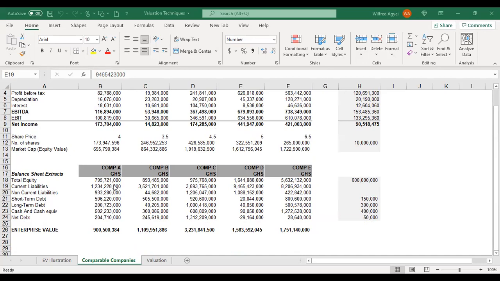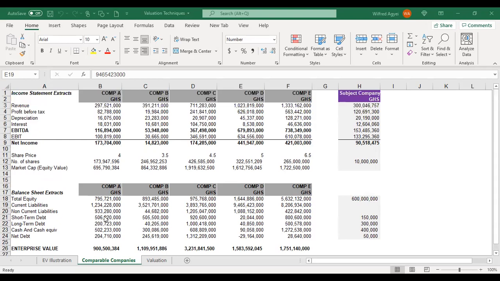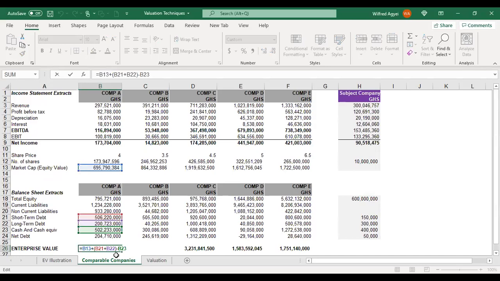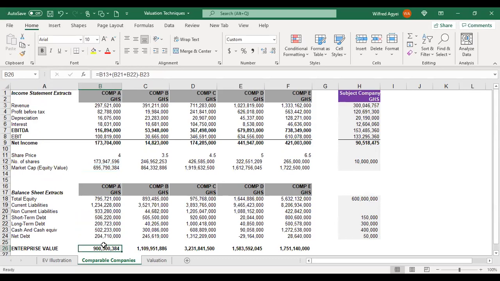Cash must be indicated, total equity, liabilities, short-term debt, long-term debt, cash and cash equivalents, net debt. And then that would help you to get the enterprise value. So quickly, if I put the formula here, you would realize that this value is a function of the market capitalization, plus short-term debt, plus long-term debt, less cash. And that is giving us the enterprise value formula. It runs through for all of them.